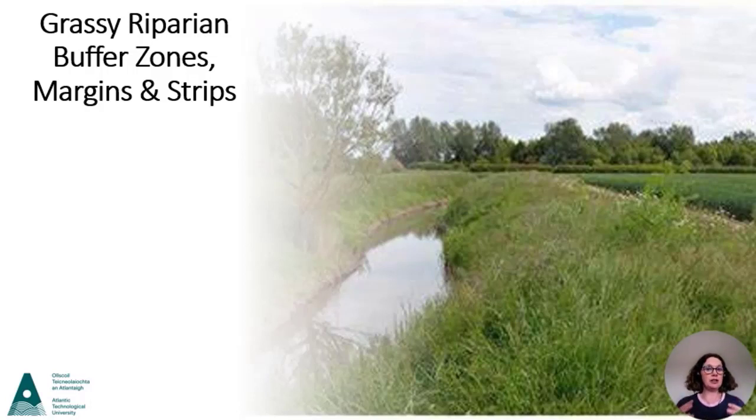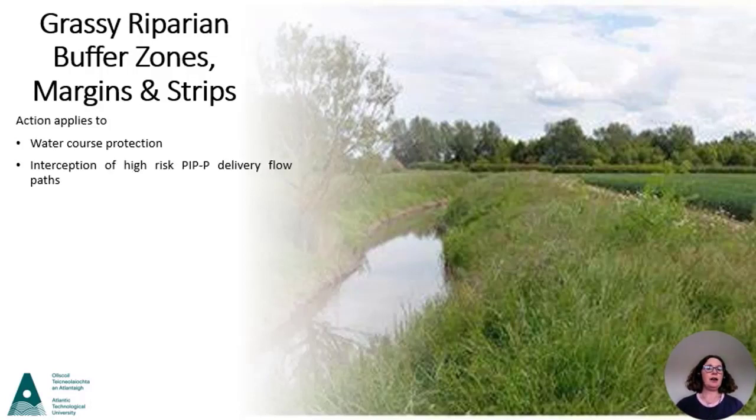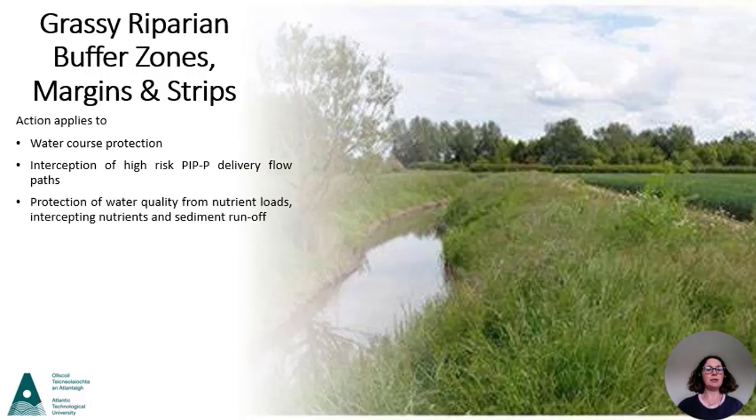I have put the guidelines together for these three areas, and while they are separate from an ACRES perspective in the guidelines, I'm grouping them together today. This action can apply to a number of different scenarios: protecting the watercourse, interception of high risk PIP-P delivery flow paths in particular, protection of water quality from nutrient loads, intercepting nutrients and sediment runoff, and overall it's a generally useful method for slowing overland flows.